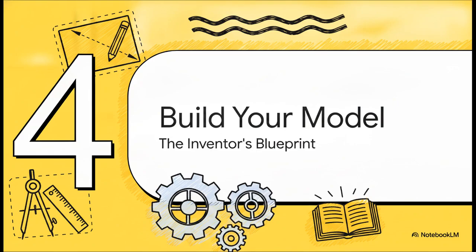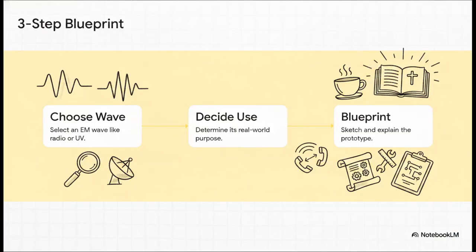Section 4, how to build your model. The blueprint for building your model is actually remarkably straightforward. Step 1, choose an EM wave. Maybe you want to mess around with microwaves, or perhaps ultraviolet. It's up to you. Step 2, decide how it's going to be used. Like, will it heat something up? Will it send a message across vast distances? Then, step 3, create a blueprint or a prototype. This is the fun part where you sketch it out, label all the parts, and explain exactly how the wave's unique properties make your invention function.